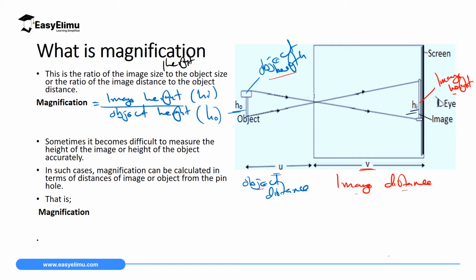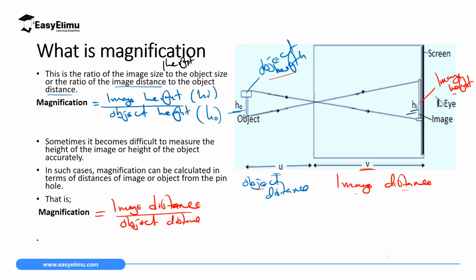Then if we use the idea of object distance and image distance to define magnification, then we can define magnification as the ratio of the image distance to the object distance. And in this case, the formula for magnification will be: magnification is equal to image distance, or the distance of the image from the pinhole, divided by object distance.